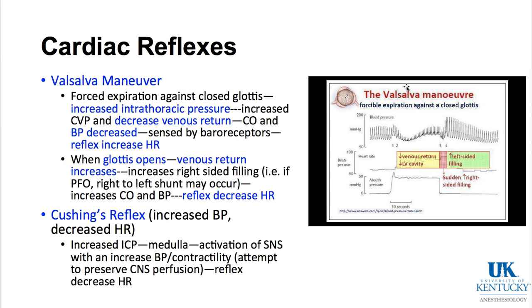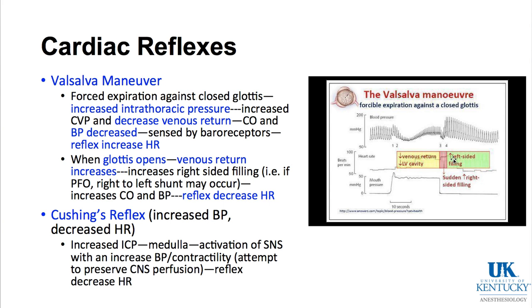So the graphic on the right shows the Valsalva maneuver, that forcible expiration against a closed glottis. When we do that, you can see that as the mouth pressure goes up, we have pressure against the closed glottis. There's intrathoracic pressure that goes up dramatically. Venous return goes down. Filling of the right and left side goes down. And as filling goes down, look at blood pressure dropping dramatically. And then as you release that pressure, there's sudden filling of the right side and eventually filling of the left side also, and blood pressure comes back up.